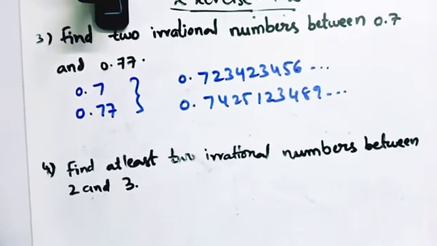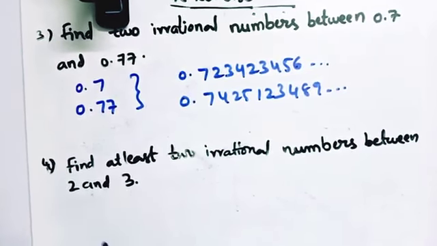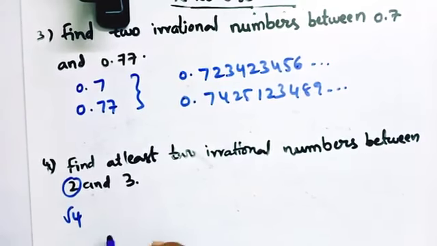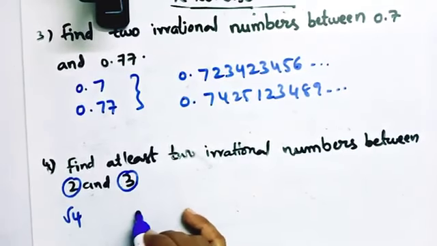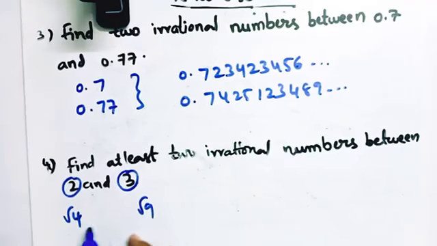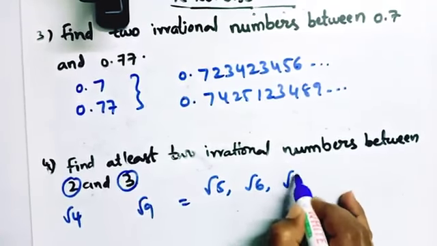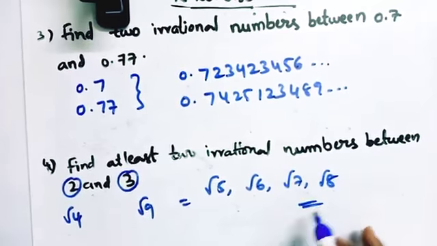Next, find at least two irrational numbers between 2 and 3. So 2 is nothing but, as we already know, square root of 4, and 3 is square root of 9. So between these two numbers you will get the square roots of 5, 6, 7 and 8. So these all are irrational numbers between 2 and 3.